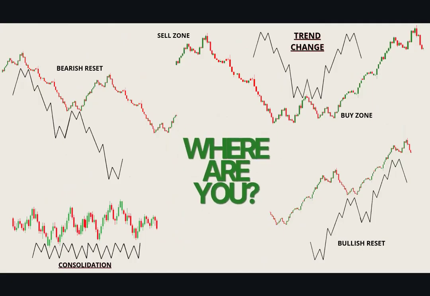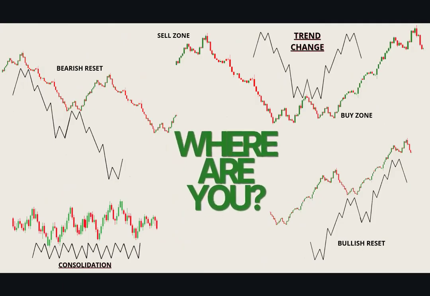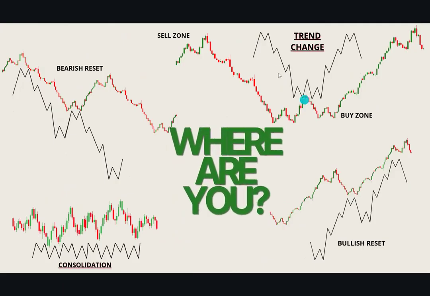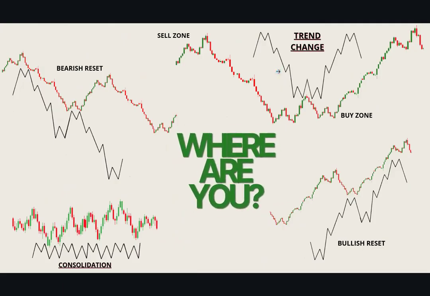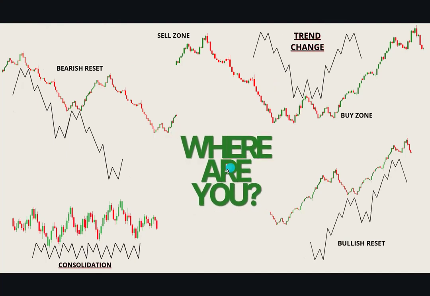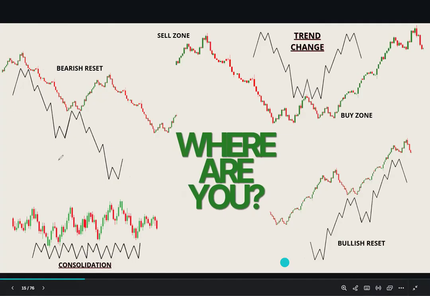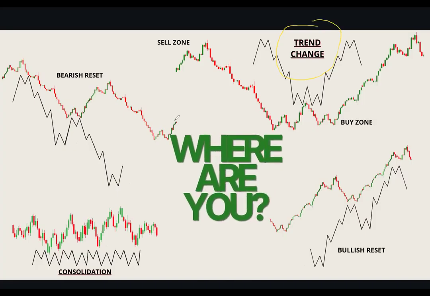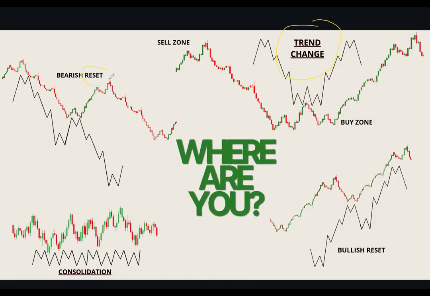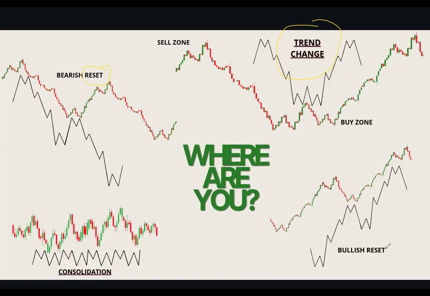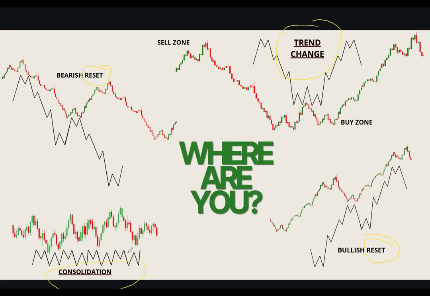All right, the next thing we're going to get into is after you've identified your anchor, where are you? So we have a bearish reset, we have resets, we have trend change, we have consolidation. Remember, the market can only do three things. It can give us a trend change. It can reset, and there's two variations of resets, a bearish reset and a bullish reset, or it can consolidate.